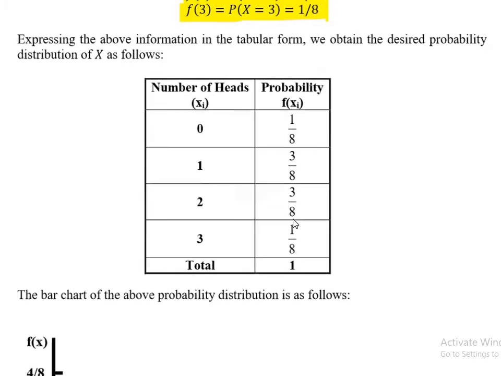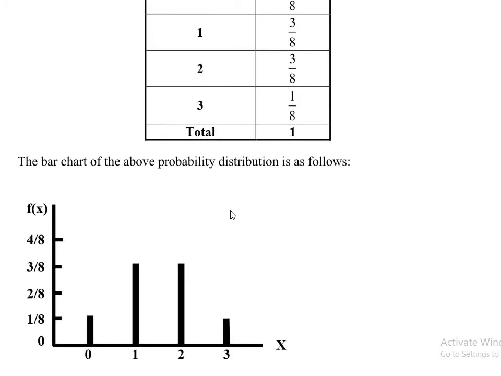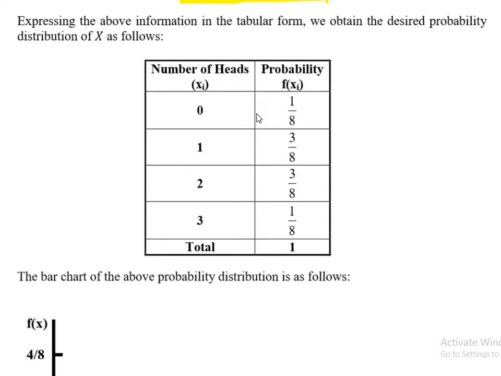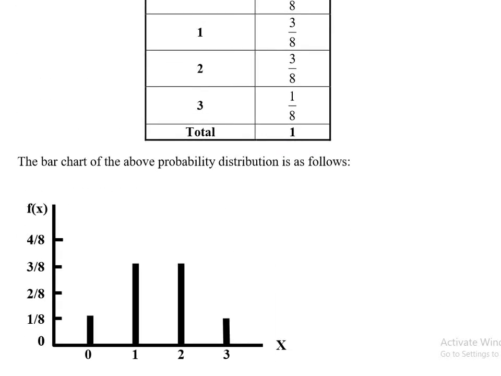So this is what I got, right? Now, see the bar chart of this probability distribution. I can easily make it, of course. You see, at 0, you have 1 by 8. At 1, you have 3 by 8. At 2, you also have 3 by 8. And at 3, you again have 1 by 8, right? So these are the bars.